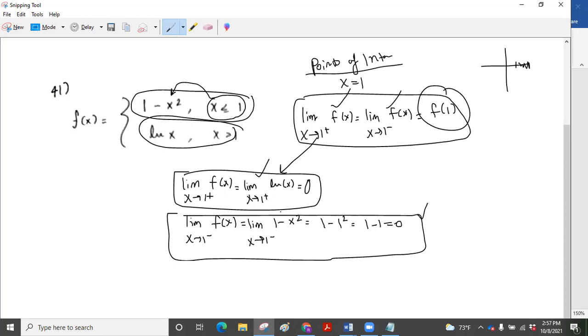Let's check the last condition. What is f of 1? This says if your x values are less than or equal to 1, use this function. So f of 1 is equal to 1 minus 1 squared, which is 1 minus 1, which is 0. So this is 0, this is 0, and this is 0, which means that the function is continuous at x equals 1.